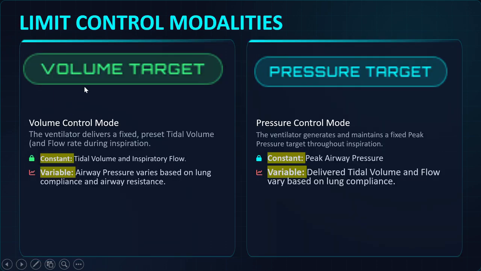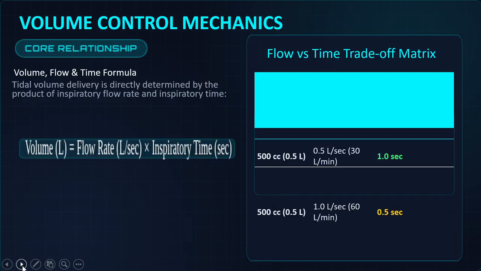Limit control modalities: there is volume target and pressure target. In the volume control mode, the ventilator delivers a fixed, preset tidal volume and flow rate during inspiration. Here the tidal volume and inspiratory flow are constant, while airway pressure is variable according to lung compliance and airway resistance. In the pressure control mode, the ventilator maintains a fixed peak pressure target throughout inspiration. Peak airway pressure is constant, while delivered tidal volume and flow vary based on lung compliance.